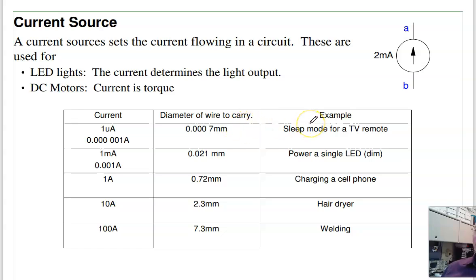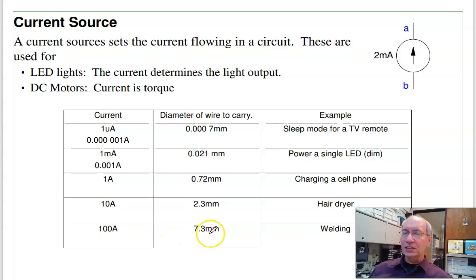That's the sleep mode in a TV remote. 1 milliamp is a wire 21 microns across, power a single LED that's fairly dim. 1 amp is a 0.7 millimeter wire. That's how much you use when you charge your cell phone. 10 amps is a 2 millimeter diameter wire. That's a hairdryer. And 100 amps is a 7 millimeter diameter wire. That's used for welding.